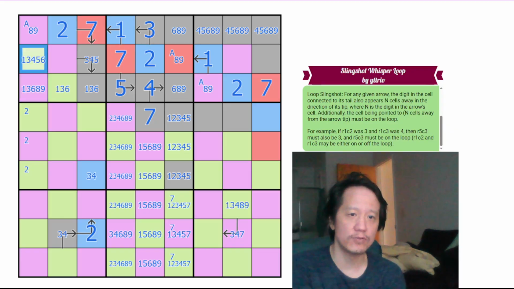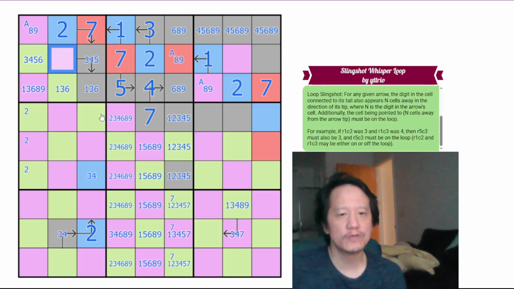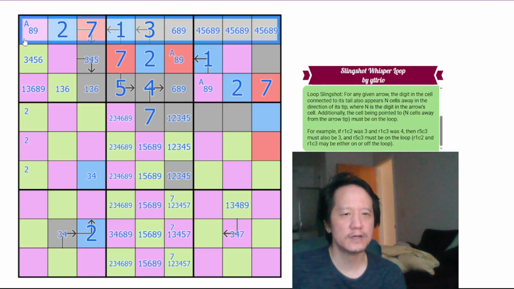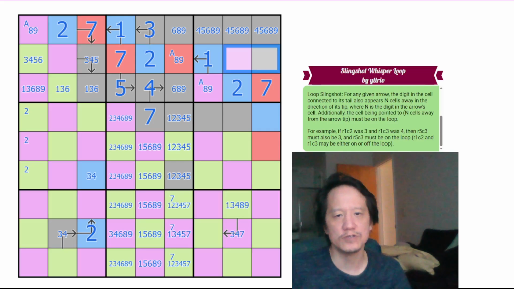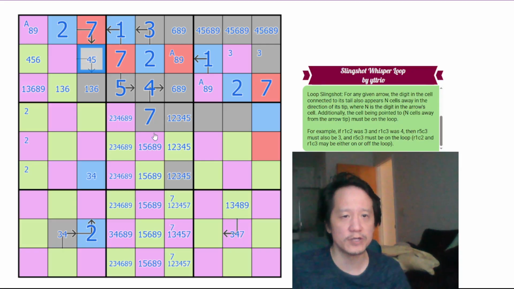This can't be 1 here. So one of these 3... Where's the 3 in box 3? Cannot be here because this matches here. It must be one of these 2 digits, which means this can never be 3 here. This can never be 3 here.